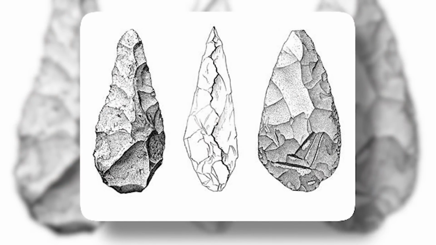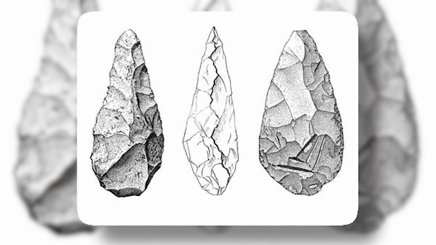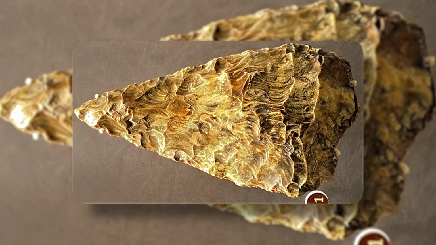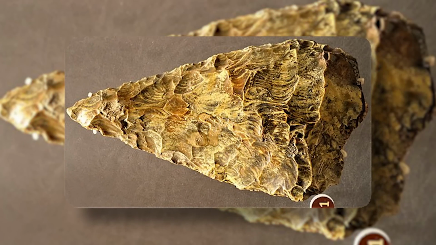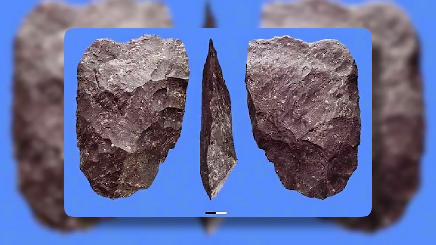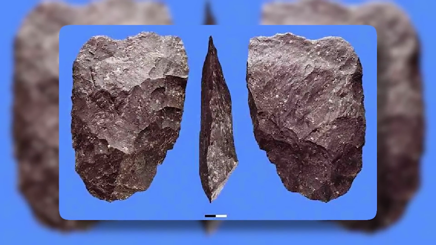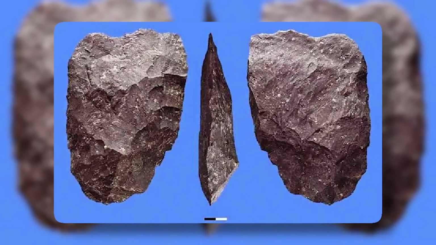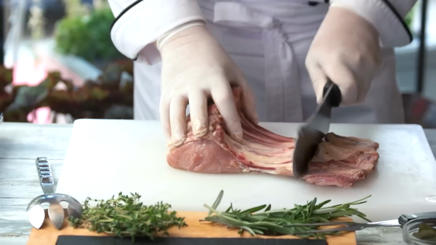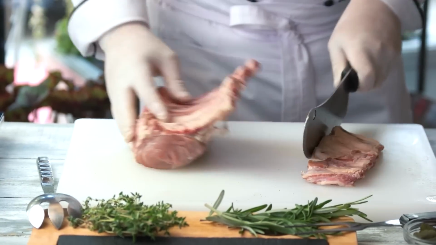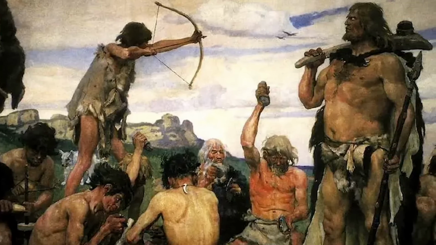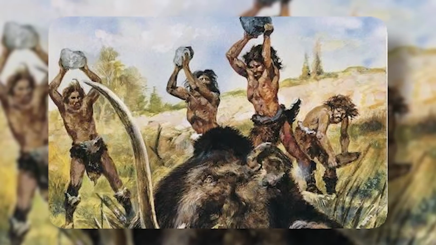Hand axes were these teardrop-shaped rocks that our early ancestors crafted for a variety of tasks. They used these hand axes for cutting, chopping, and even butchering animals for food. And then there were cleavers. Think of cleavers like the heavy-duty knives of their time. They were these big, thick slabs of stone shaped kind of like a meat cleaver you'd find in a modern kitchen. Our ancient pals would use these to hack away at things, especially for dealing with meat and bone.